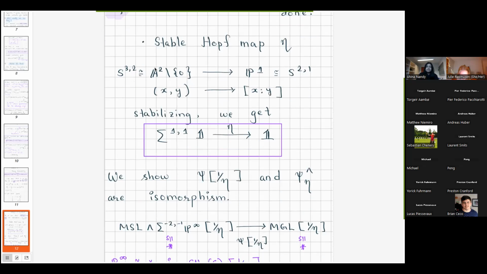So how do you write it? It just comes from the canonical map from A2 minus 0 to P1. But in the motivic world, these are spheres. So A2 minus 0 is S3,2. I'm not explaining why these are spheres, but they are. And so it's a map between spheres, and when we stabilize it, we get a map between sphere spectra. So it does make sense to look at any map or any spectrum after inverting eta and completing with respect to eta. And we just want to show that these are isomorphisms.